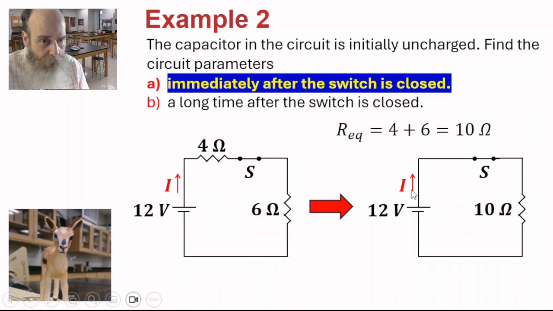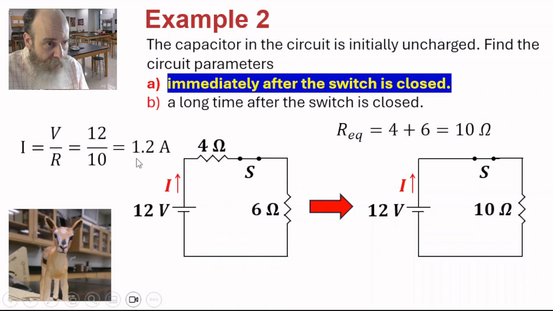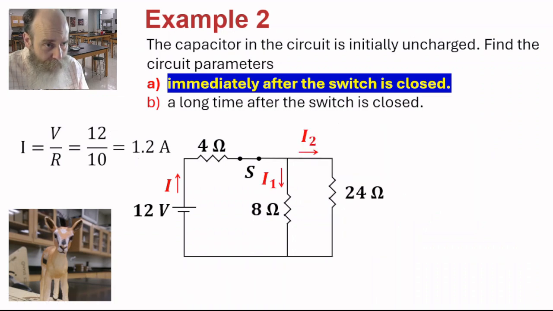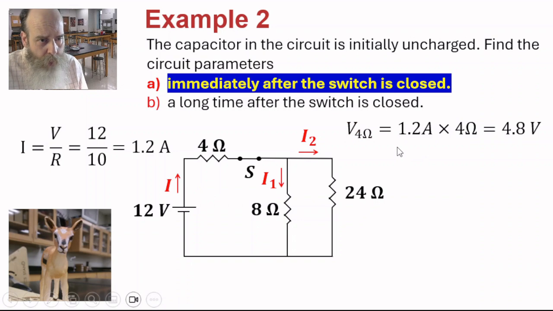Let's find the current I by applying Ohm's law. I equals V over R. 12 volts over 10 ohms, and we get 1.2 amps. Now let's find the other circuit parameters. The voltage across the 4 ohm resistor. Apply Ohm's law. 1.2 amp current times 4 ohms gives us 4.8 volts.